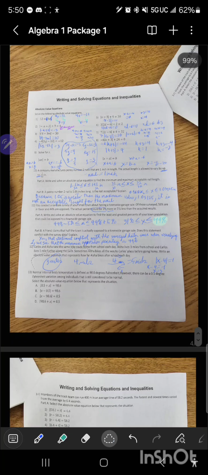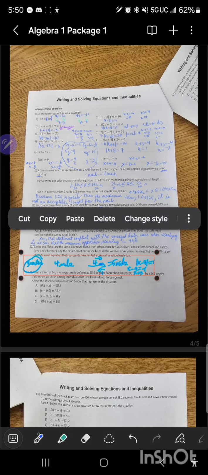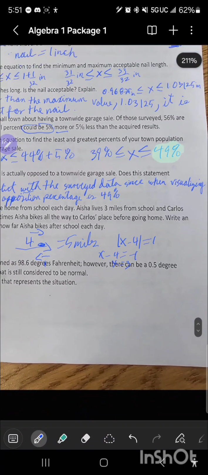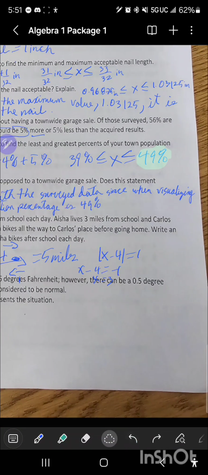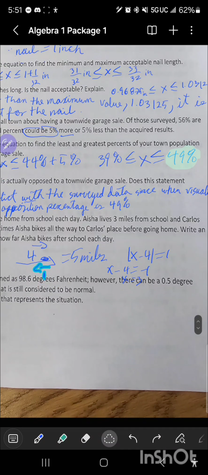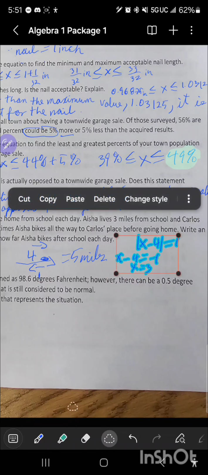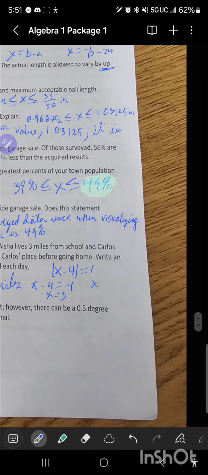Let me move it a little bit more. Oops. And this as well. And when I solve x minus 1 minus 4 equals 1, I get that x equals 5, which is the amount she bikes when she's going to Carlos' house. And that's basically the equation I will write.